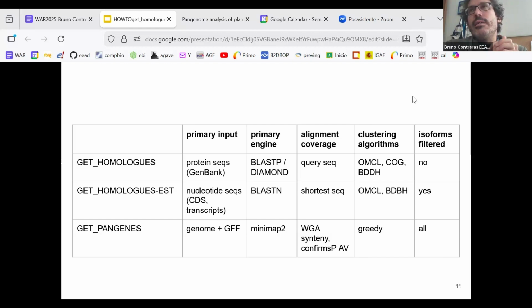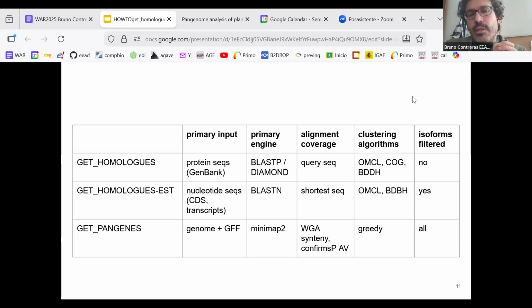And in this case, there is no filtering of isoforms because usually isoforms at that time when we were developing these was not a problem in bacterial annotation. So each gene would have typically only one isoform.